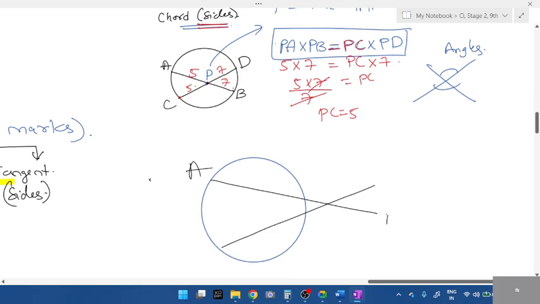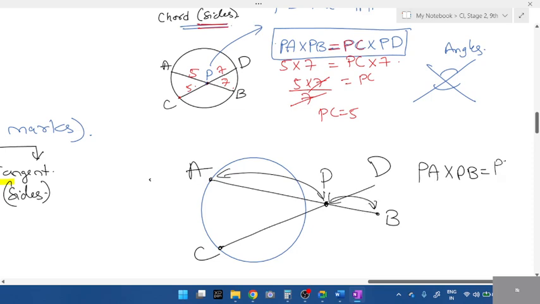A and B is a secant, students. It's passing out. Next, A, B, C and D. This intersecting point, I'll take it as P. We use the same formula. What's the formula? All of you will respond. P into the same line: PA into PB is equal to PC into PD.